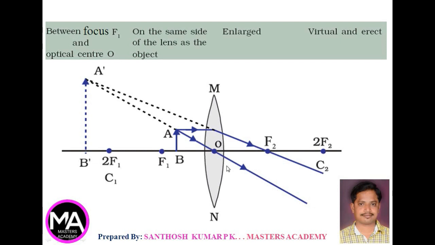So when it is drawn backward, it appears to come from a point. It is known as the image point. Here A dash B dash is the image. So it is formed on the same side of the object and it is above the principal axis, therefore it is a virtual and erect image, and the size of the image is highly enlarged compared to that of the object.